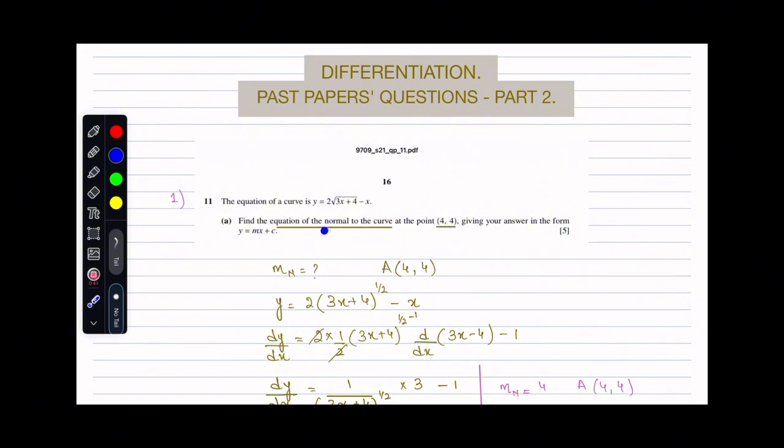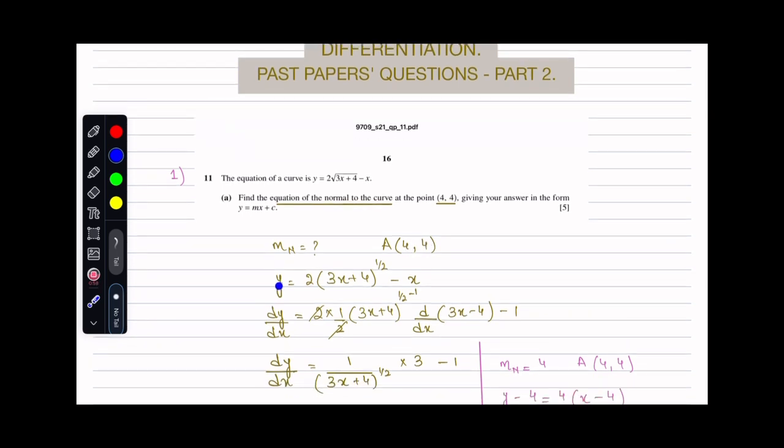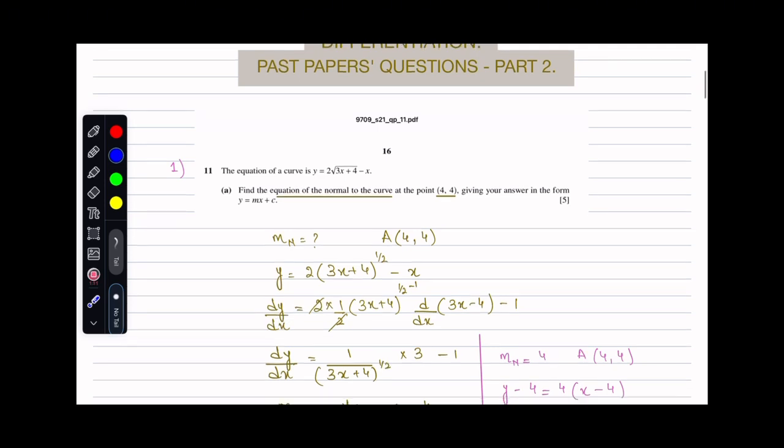So we need the equation of the normal to the curve. For this purpose, I should have the gradient of the normal as well as the coordinates at which this normal passes through the curve, and this coordinate is given as (4, 4). If the curve equation is y equals 2 times (3x plus 4) to the power 1 by 2 minus x, I should get the first derivative dy by dx to have the equation of the normal. So let's get the first derivative.